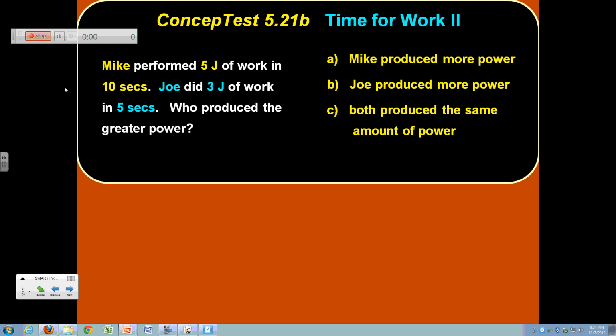Mike did 5 joules in 10 seconds. Joe did 3 joules in 5 seconds. Who produced the greater power? Remember, power is just work over time.